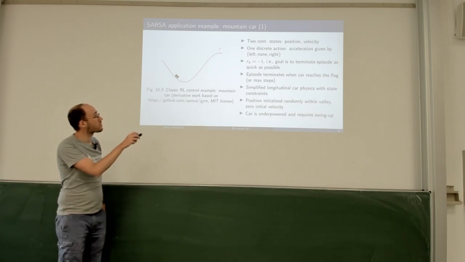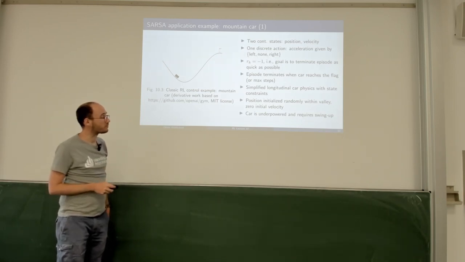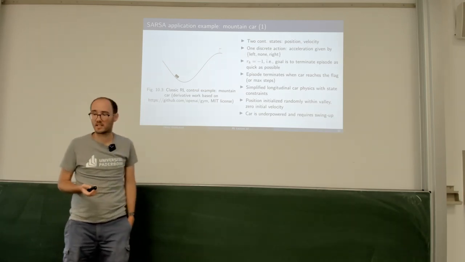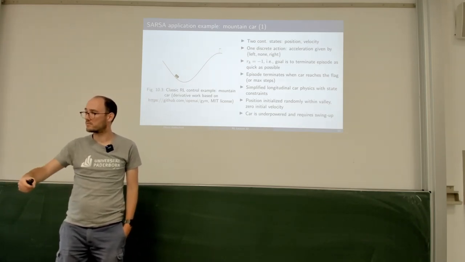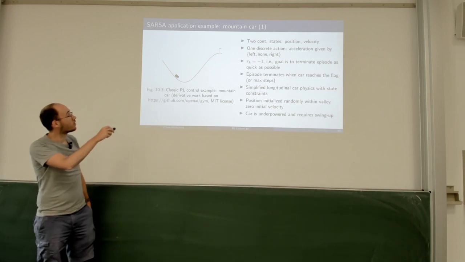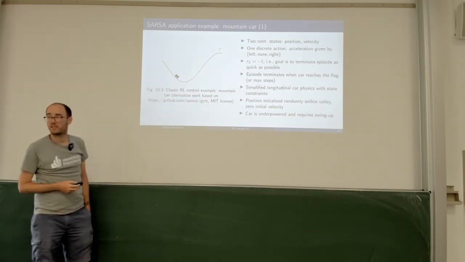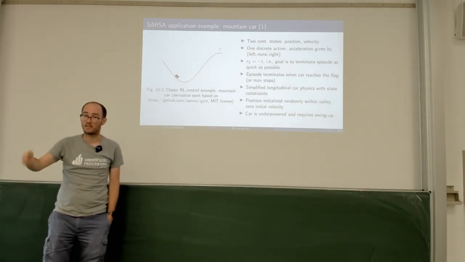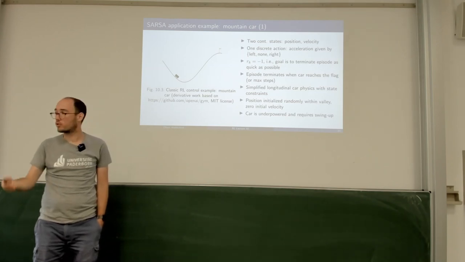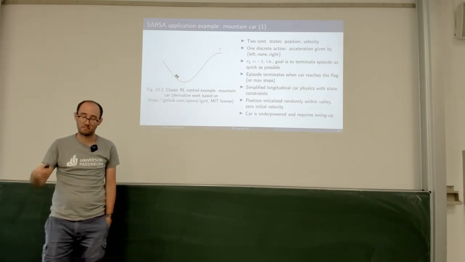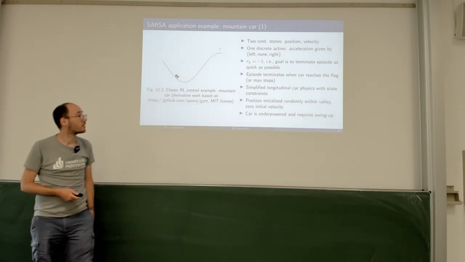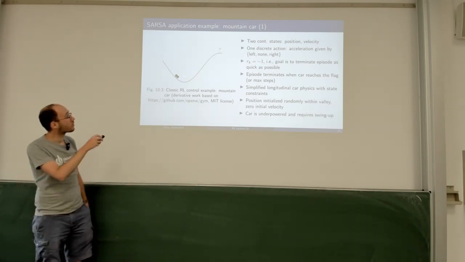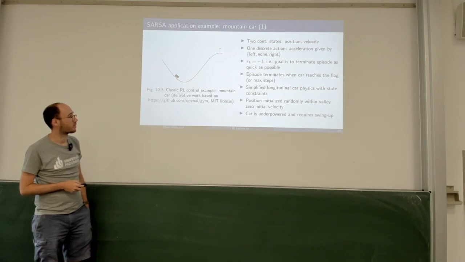The reward is very simple, it's just a minus one. What that means is basically the longer you are in this environment, so the longer you are not able to reach the top of this hill, you get penalties, which you do not want. So basically this indicates that the agent should learn how to get out of this valley as quickly as possible.